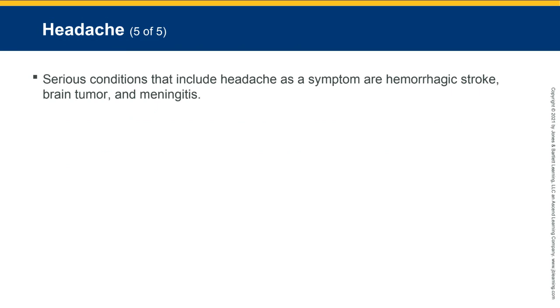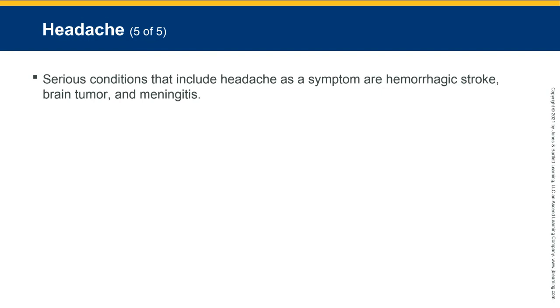Now, serious conditions that include headache as a symptom. These are some conditions that we would consider to be serious that are associated with headache. Hemorrhagic stroke. And hemorrhagic stroke will kill a person very fast. And the headache that they get with hemorrhagic stroke, the patient is going to tell you that they have never had a headache like this before. This is the worst headache they have ever experienced.